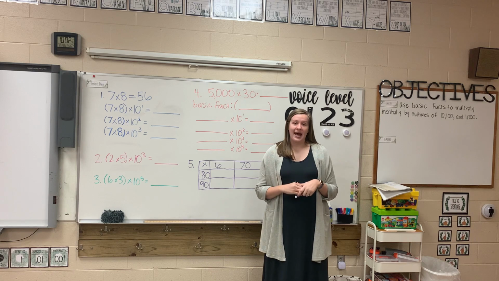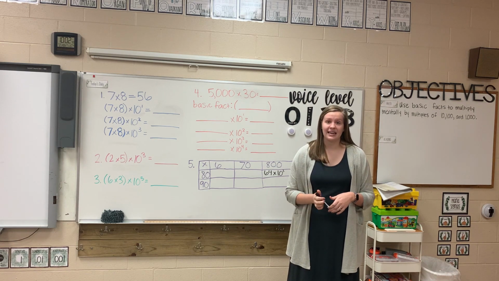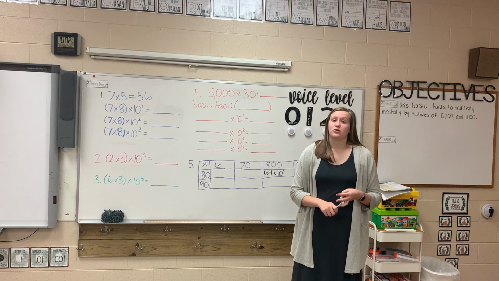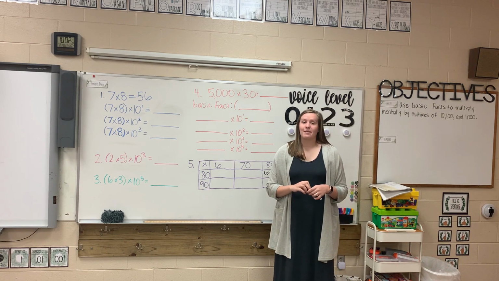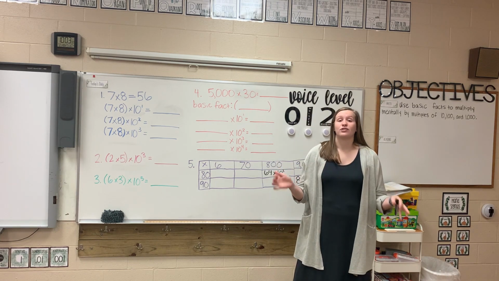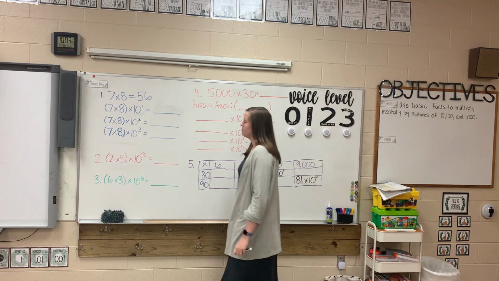So those basic facts are just the facts that you've been practicing the whole time you've been in school, that you should just kind of know offhand, such as 7 times 8, 3 times 5, 2 times 9, just those simple facts that you know without even thinking about it. We're going to use those to help us multiply by larger numbers. So let's get started by looking at our first practice problem.